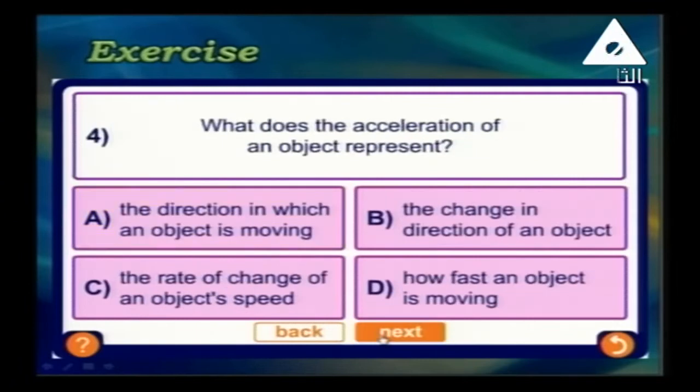Next one. What does the acceleration of an object represent? Again, the question: what does the acceleration of an object represent? Acceleration represents two things, velocity and time. So the direction in which the object is moving, or the rate of change in an object's speed. Yes, this is right. Letter C is right. Why? Because rate here means a change in the speed over time. So we have the time and speed. It means acceleration here.